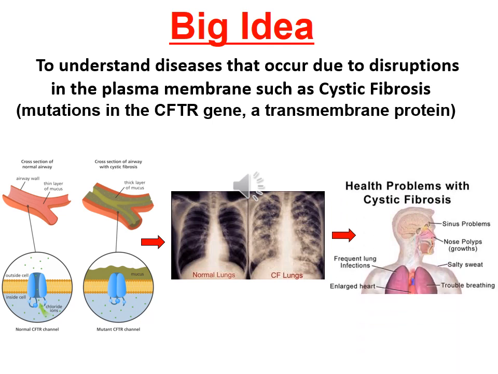Now, I always like to present the big idea to relate it to the medical field. So the big idea for this lesson is to understand diseases that occur due to disruptions in the plasma membrane. One of those diseases is cystic fibrosis. In cystic fibrosis, what you have is basically a transmembrane protein called CFTR that has been mutated. In the normal case, in the lungs, it functions as a chloride transporter. It transports chloride ions back and forth across the membrane.